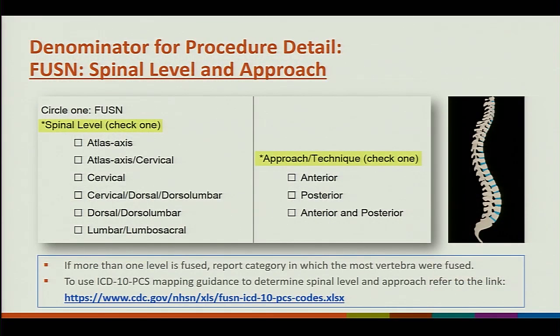Now, if an operative procedure is a fusion, you do want to check the appropriate spinal level and approach. It's a required field. If more than one spinal level is fused, you want to report the category in which the most vertebrae were fused. Now, the ICD-10 mapping guidance is provided to determine spinal level and approach and can be found under supporting materials. We do not have CPT spinal fusion approach guidance, and CPT codes do not offer this level of detail. You will have to review the operative report to make this determination.